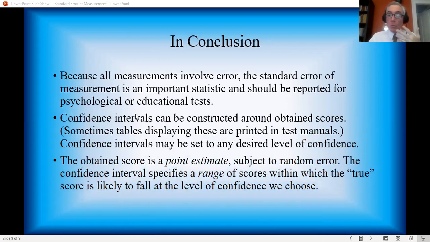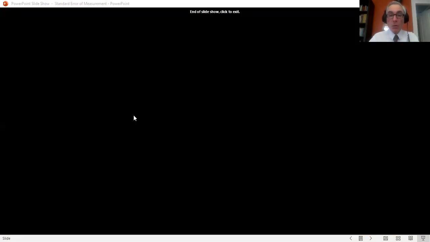Remember always, the score you get on an individual case is only a point estimate. Random error is always present to varying degrees. So the confidence interval is giving you the range of scores within which the true score is likely to fall.